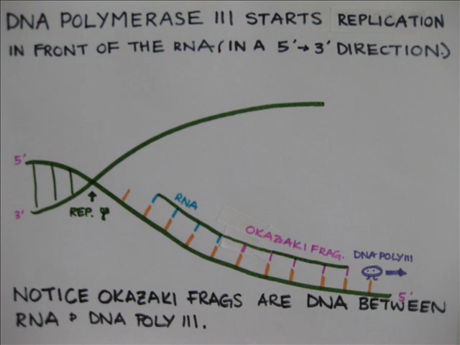5' to 3' direction is the key. The DNA polymerase III wants to go back to the replication fork and does that by attaching to another RNA, creating another Okazaki fragment.